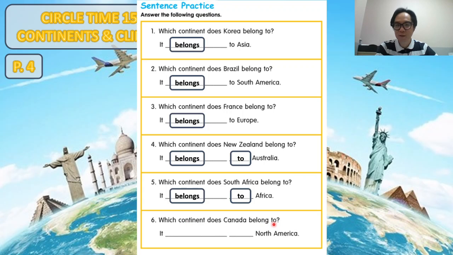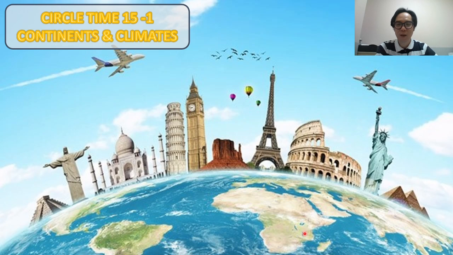Now, number 6 asks, which continent does Canada belong to? Remember where Mr. James is from? He's from Canada. And everyone knows it's in North America. So we'll say, it belongs to North America. Really easy, right? Well, if you did it on your own and you checked and you're all right, congratulations.